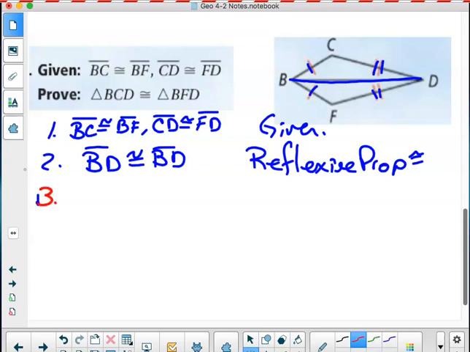So step 3, triangle BCD is congruent to triangle BFD because of side, side, side congruence. And that's a fact, Jack. Got her done. Okay.